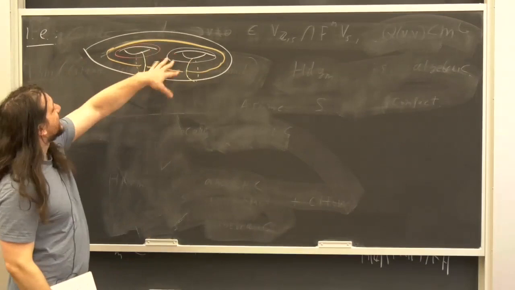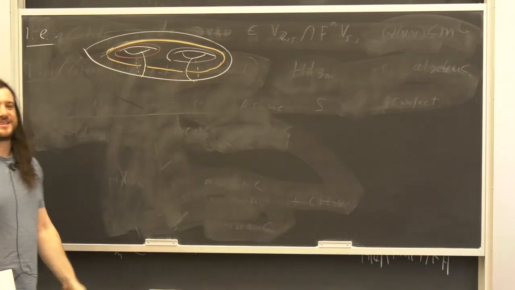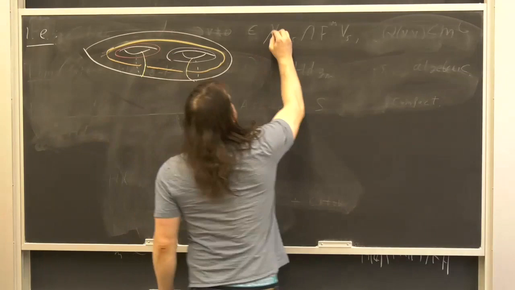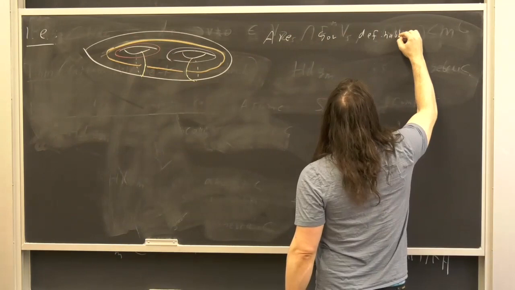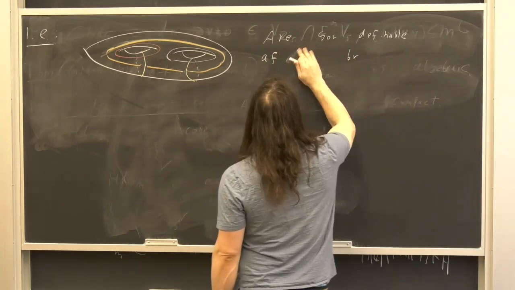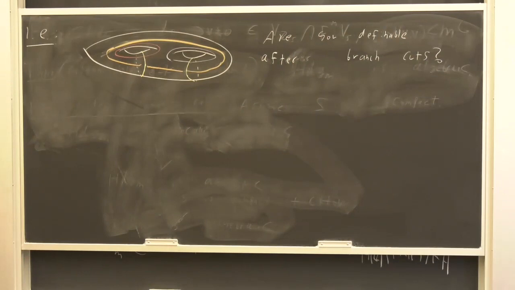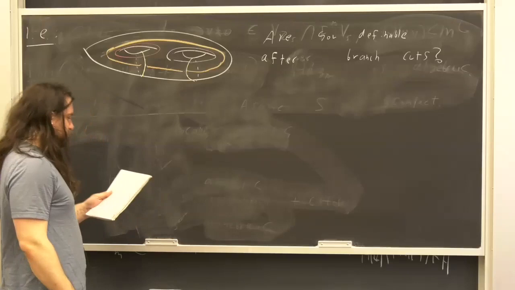These branch cuts continue outside of the branch cuts. You get some function. It's not smooth across these, but whatever. You still have a definable structure, and you can ask, are you definable on this set over here? So essentially, we can ask, are you definable after branch cuts? Now, in principle, it could depend on which branch cut you take, but the answer is going to be yes no matter which one. So we're not going to sweat that point too much.